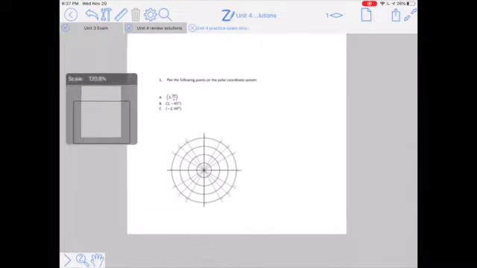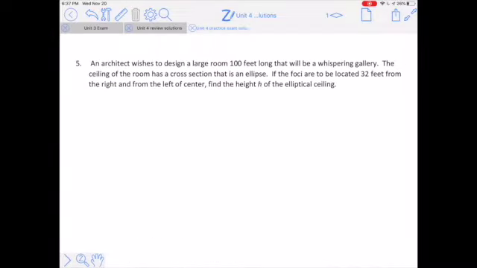We were good on number 5, right? We skipped that one? The ceiling of the room has a cross section that is an ellipse. So first thing I would do is, there's your ceiling. It's the top half of an ellipse. And it says that the room is 100 feet long. So starting from the middle all the way across is 100 feet, but I don't want the full width. I just want half of it. It's 50.